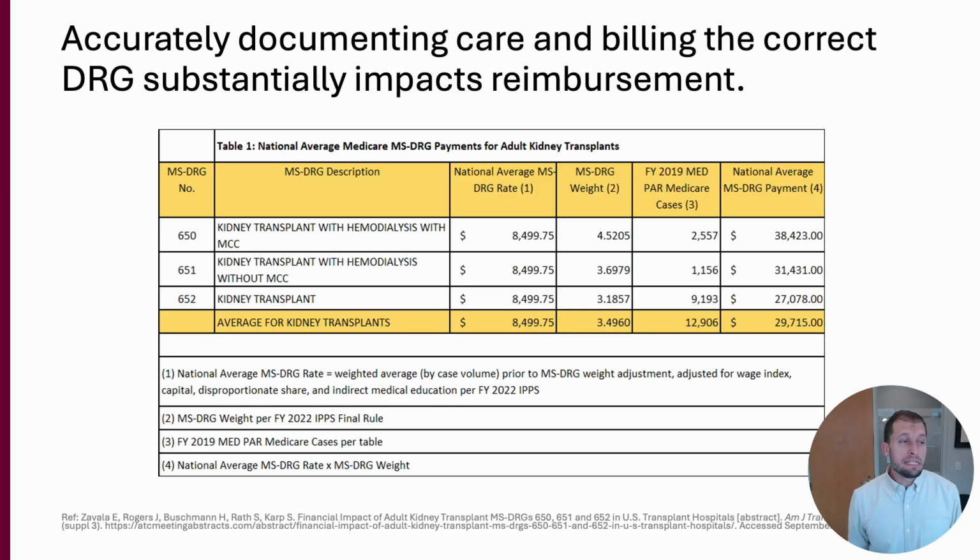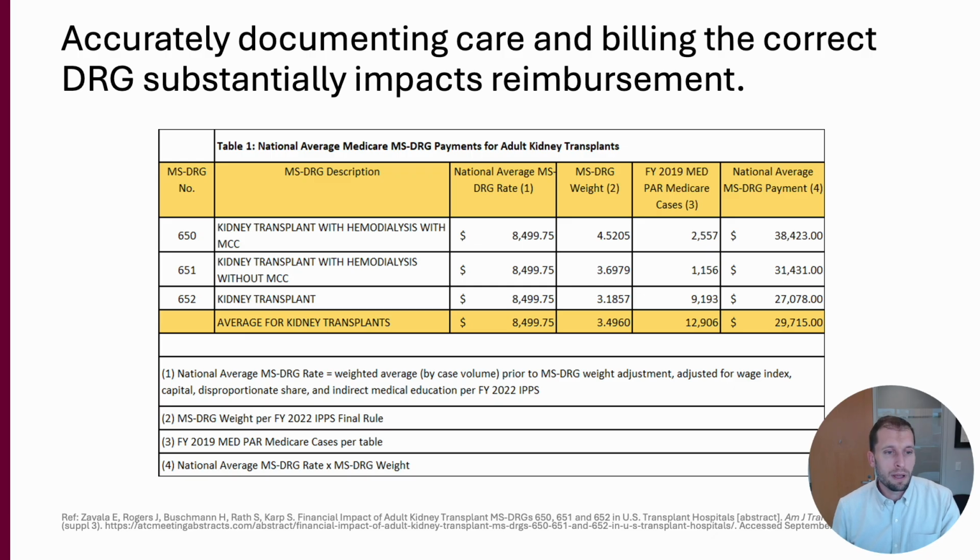And accurately documenting the cost of care is really, really important here. And making sure to bill the correct DRG, again, not something that you as the clinician need to focus on too much, but making sure that it's well documented so that the correct DRG can get billed makes a big difference.